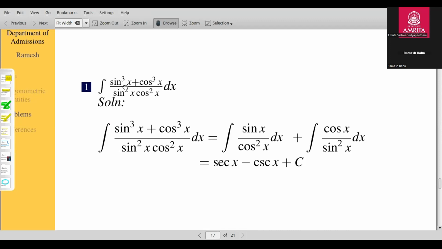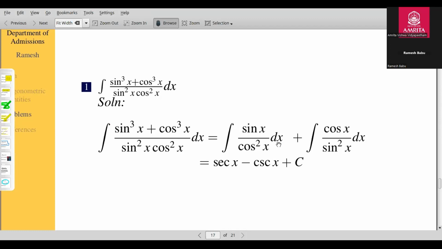So sin squared gets cancelled. I am getting only sin x by cos squared x. That is the first term. In the second term, cos squared x cancels. I am getting cos x by sin squared x. So it's a very interesting problem because I am having sin x by cos squared x, but this can be written directly. Sin by cos is tan, 1 by cos is secant. I can write down secant x tan x into dx.